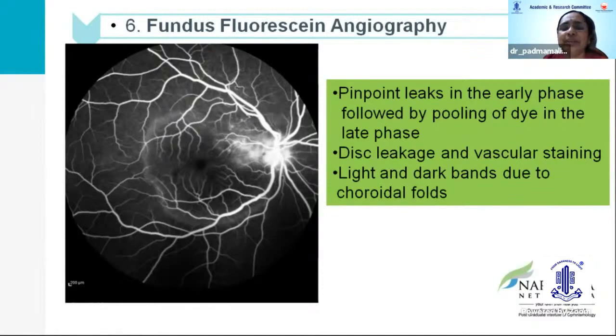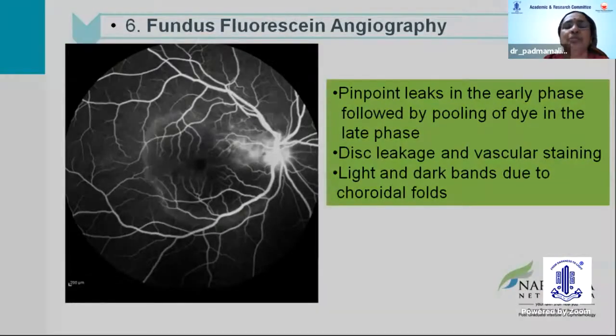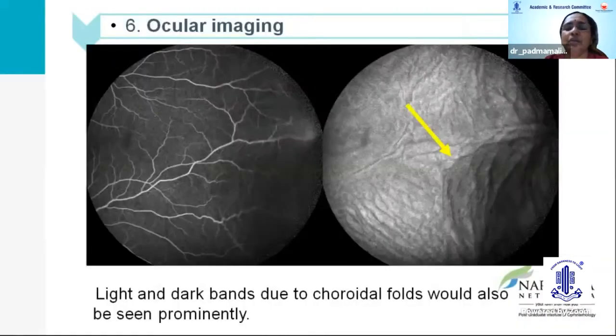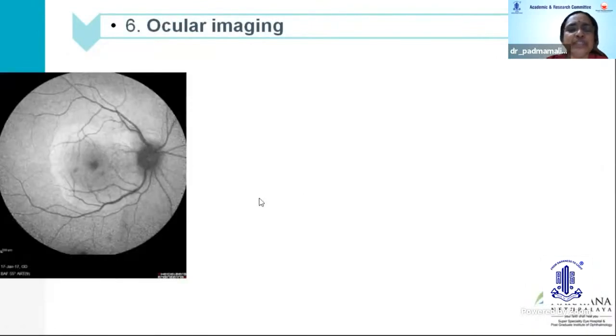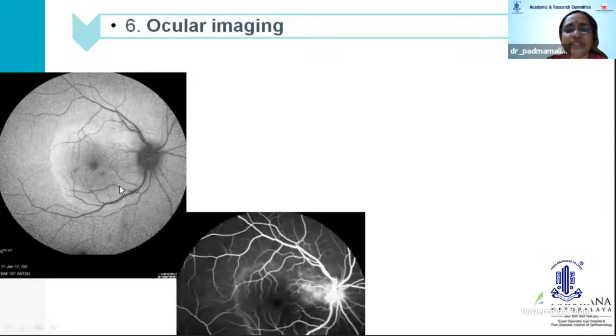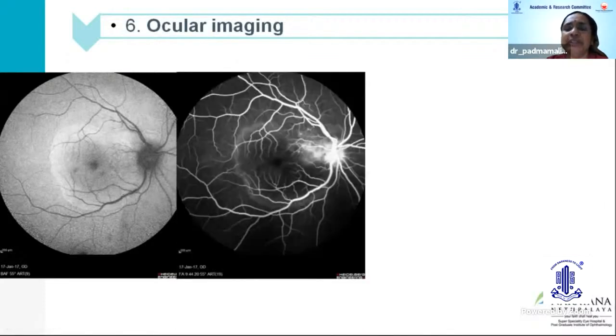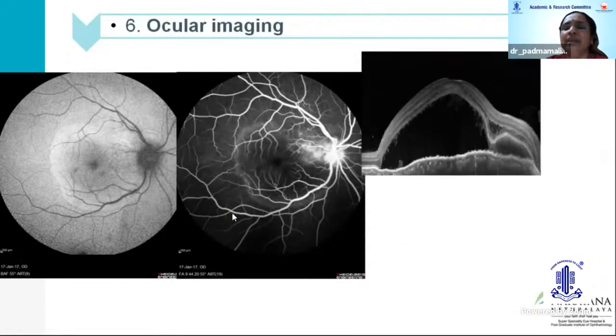The choroidal folds can appear as light and dark bands. They are not a characteristic feature, but can be seen in posterior scleritis. The ICG doesn't give us an extra clue, but we can appreciate the dark and light bands in a case of posterior scleritis. The next comes autofluorescence imaging, which can show hyperautofluorescence surrounding the areas of hypoautofluorescence. FFA shows disc leak with pinpoint hyperfluorescence with pooling of the dye.